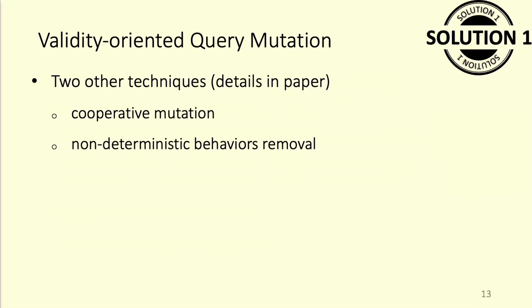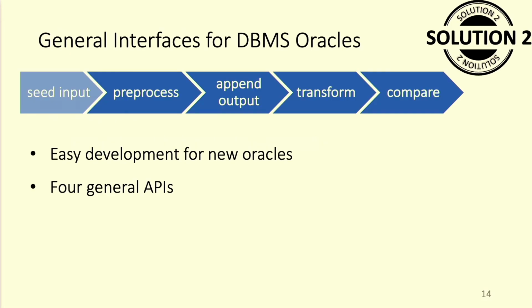There are two other techniques we use to improve validity. We leave the details in the paper. Then, to mitigate the second challenge and to fill in the missing platform for easy Oracle development, SQLRight proposed 4 general APIs: preprocess, append output, transform, and compare.